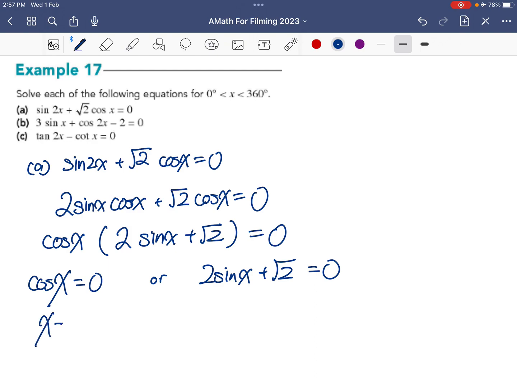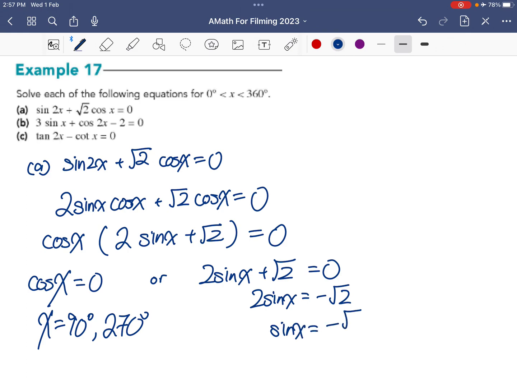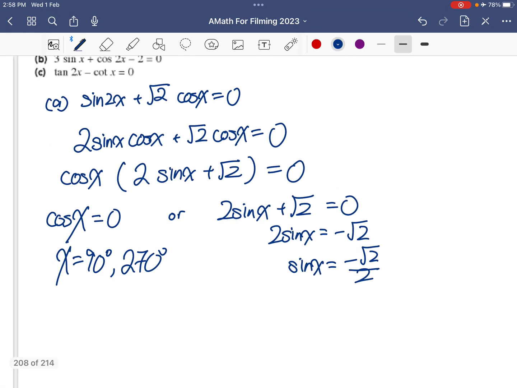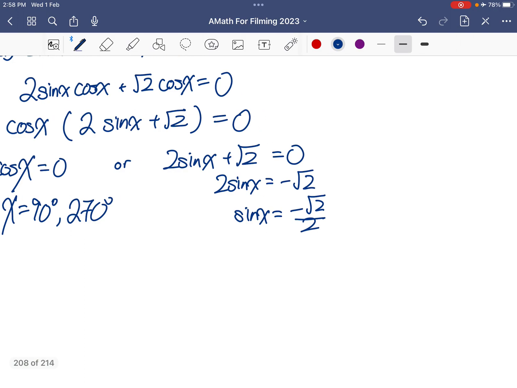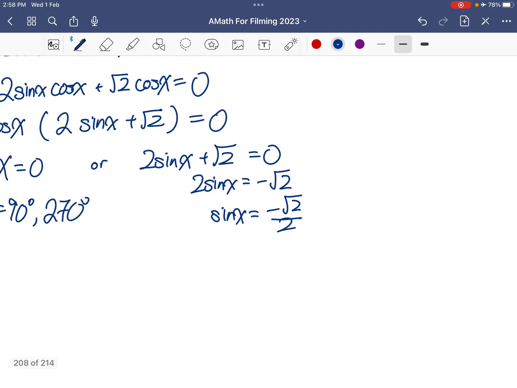When cosine x is 0, your x value is equal to 90 degrees, and your value of 270. To solve for the other side, what I get is 2 sine x equals negative root 2. Sine x is negative root 2 over 2.